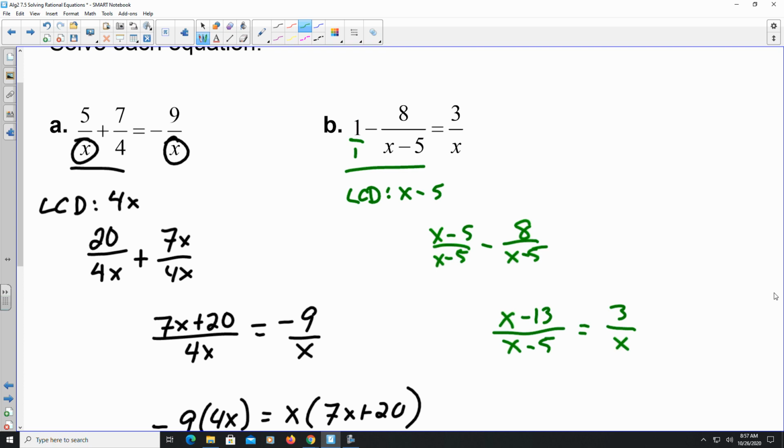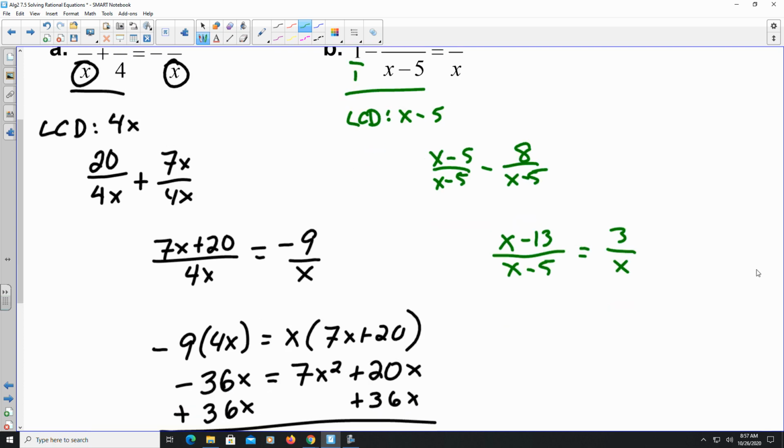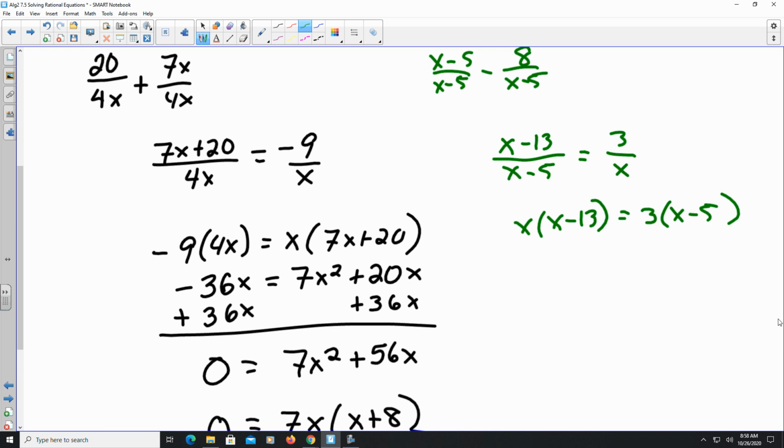So, with that being said, now we're going to do the cross products. When I do that, I get x times x minus 13, and this is going to be equal to 3 times x minus 5. Nothing here that I can easily cancel out. So now this is going to turn into x squared minus 13x, and this is going to be equal to 3x minus 15.